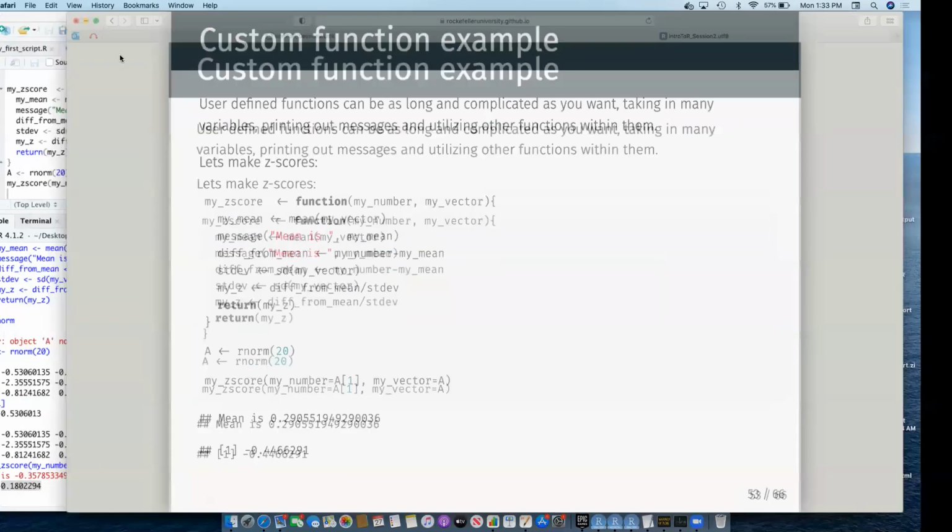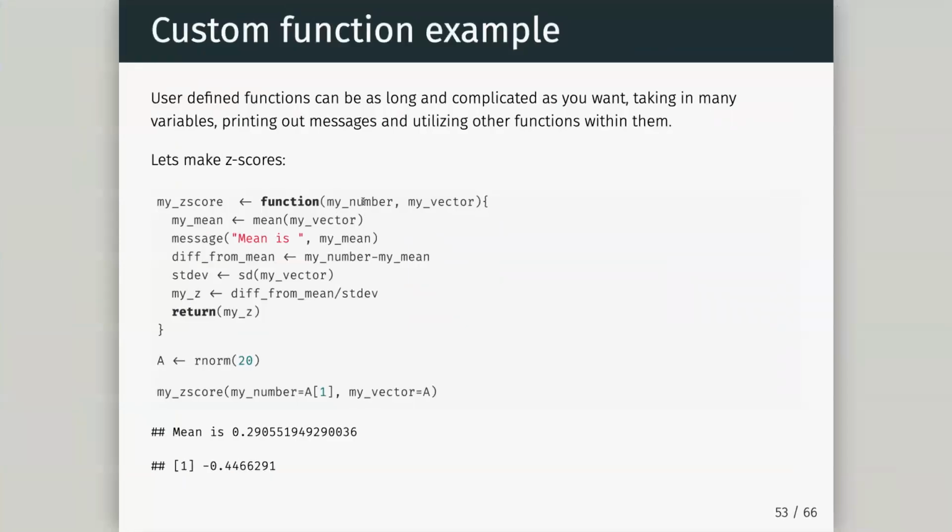So we can create functions and make them as complex as we want. We can give them multiple arguments. We can give them defaults. But we can only ever return one object at a time.